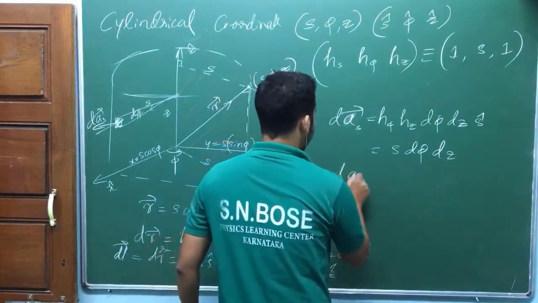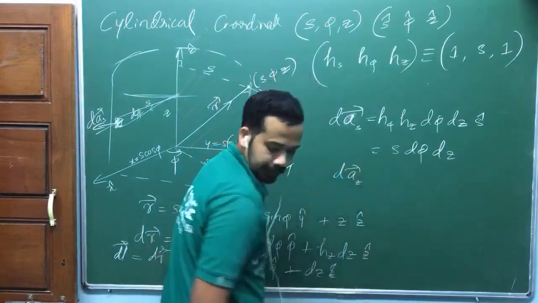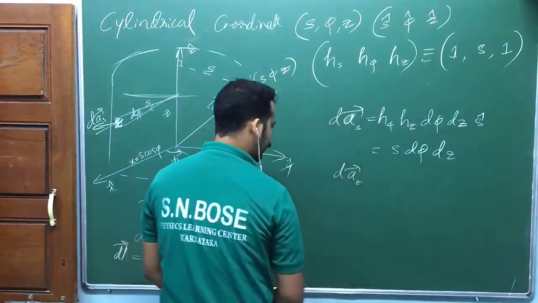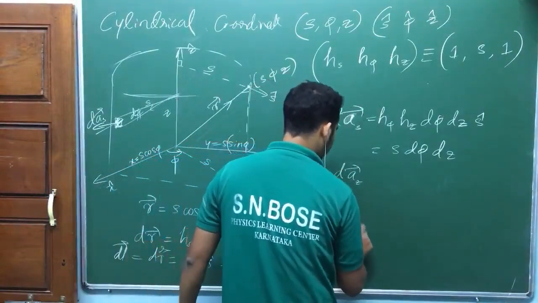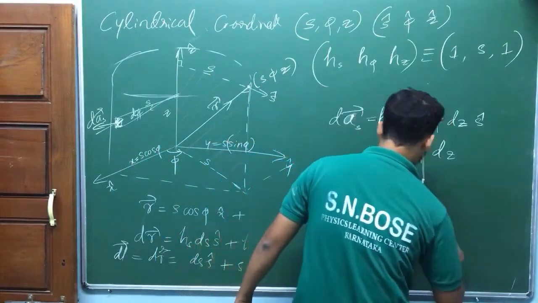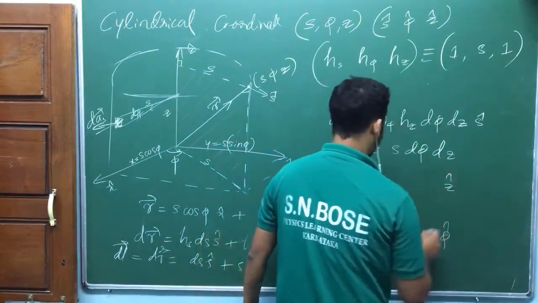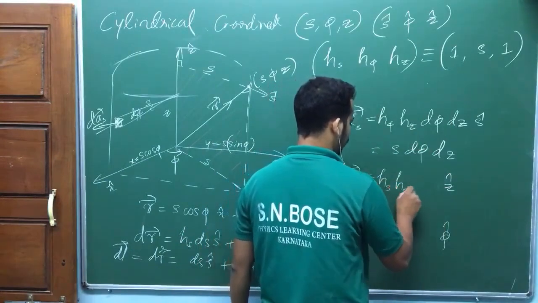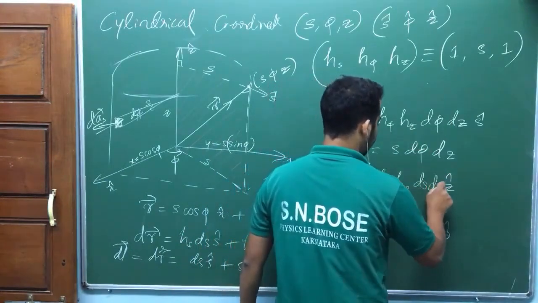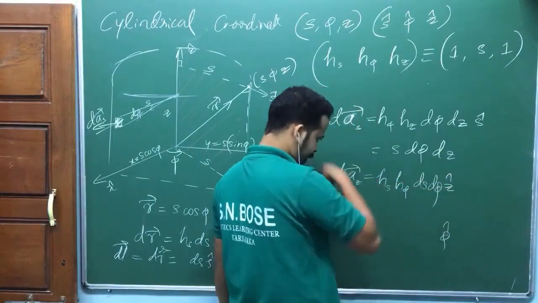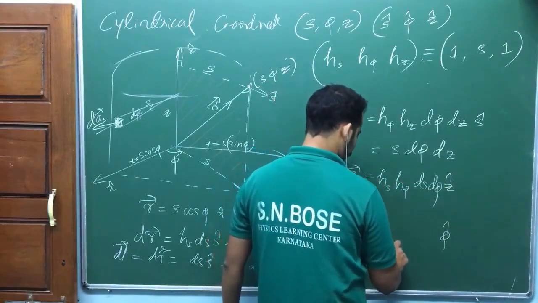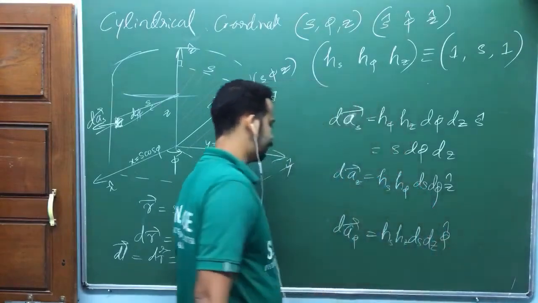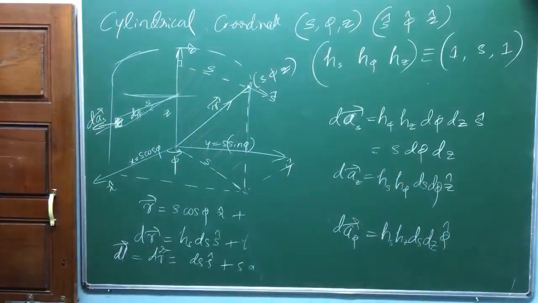So similarly, dA_z and dA_phi. Define these two. I think these are also required somewhere. dA_phi, phi cap. Z cap. How do you write? h_s h_phi ds d phi. h_s h_z ds dz. You can define like this.